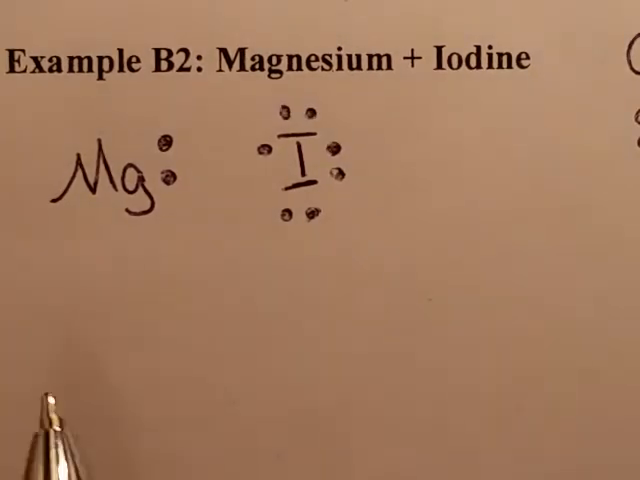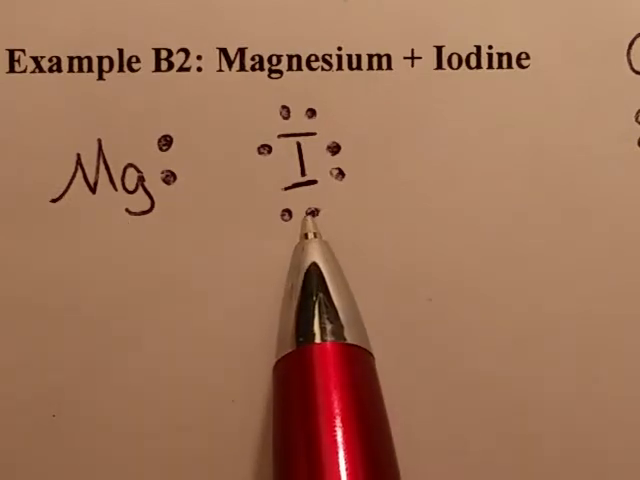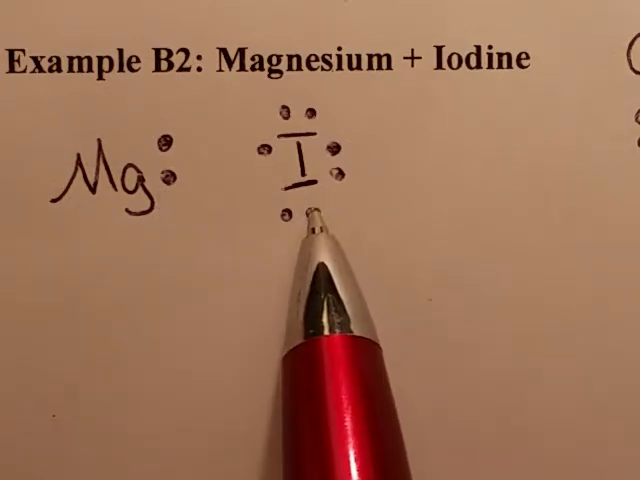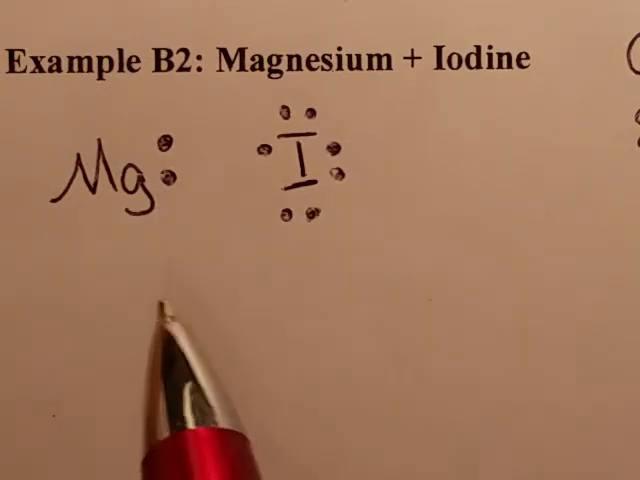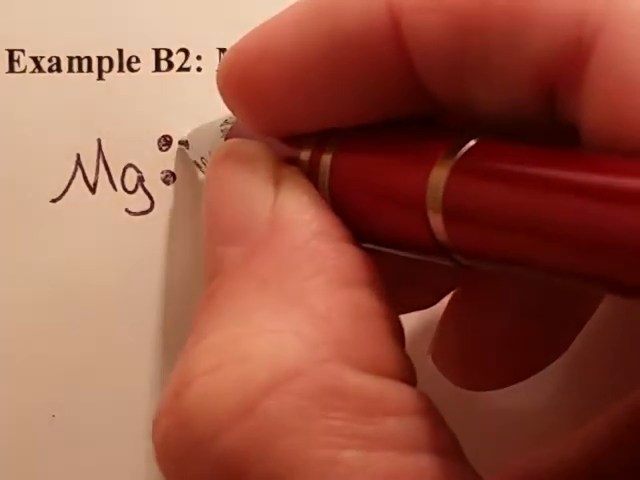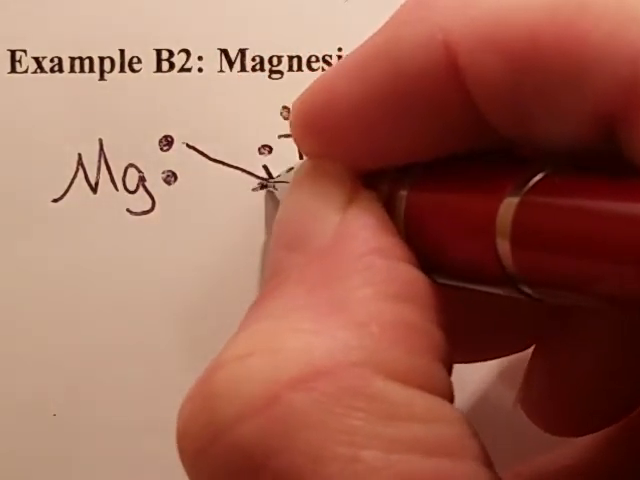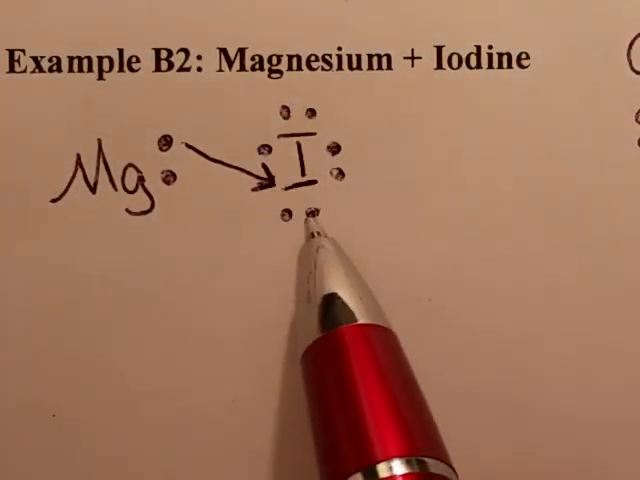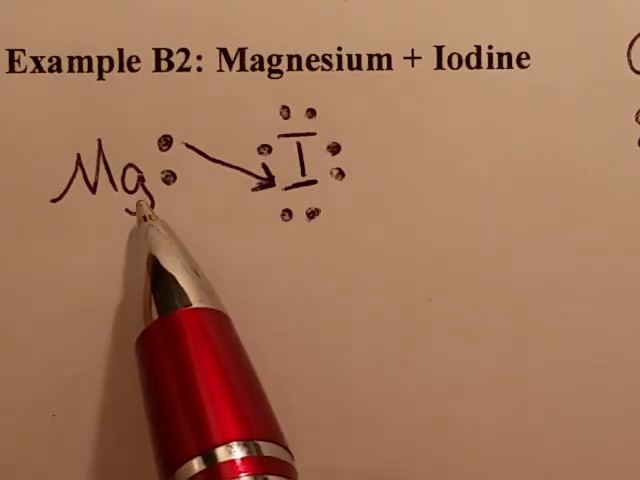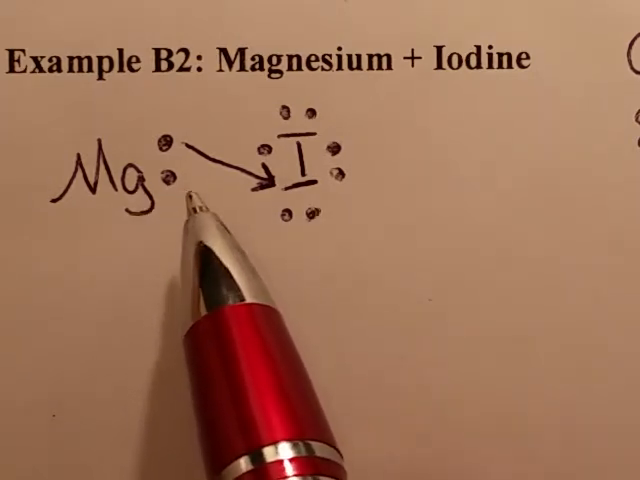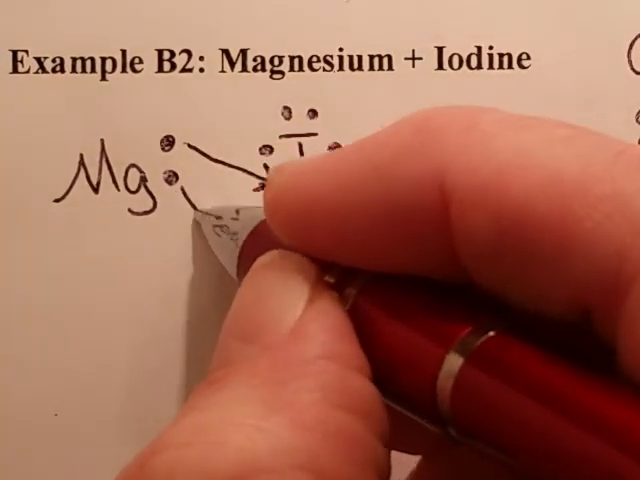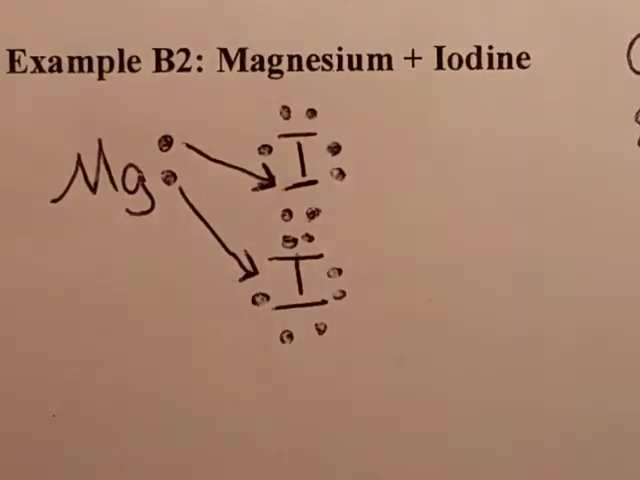So magnesium is in group 2. Iodine is in group 17. So magnesium has 2 valence electrons and iodine has 7. So we can know that one of these valence electrons is going to be lost here to iodine. When that happens, that gives us the full 8 for iodine. But we still don't have this one balanced. So we are going to need to make another iodine Lewis dot structure, and we will pull that one down to there.